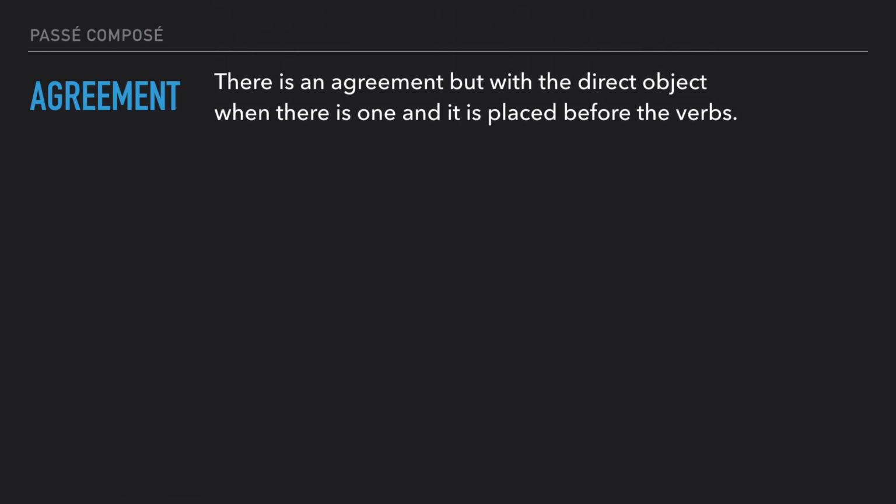However, there is an agreement, and here comes the rule, and this rule is a bit complicated. There is an agreement actually, but with a direct object. So not with the subject of your sentence, but with the direct object, if of course there is one. And this direct object must be placed before the verbs, before le passé composé. So let's explain that, because it seems a bit confusing.